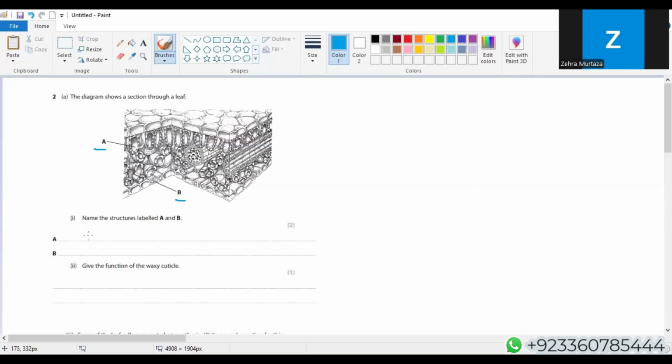So we can write it down here. The structure A is the palisade mesophyll cell. So this is the answer for A. And the structure B is called guard cells. So we'll write here that they are guard cells. Okay, so the first part is done.